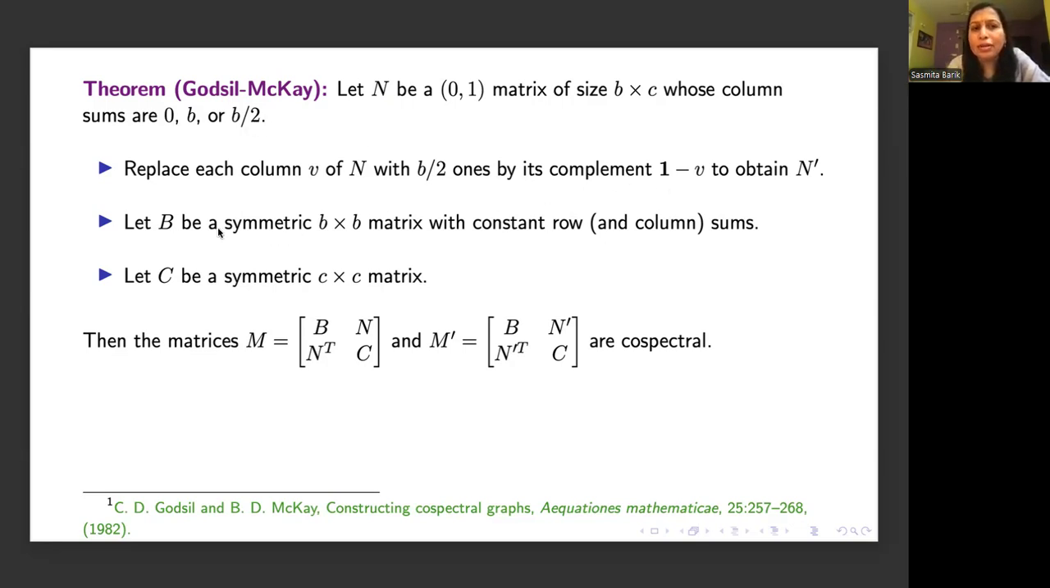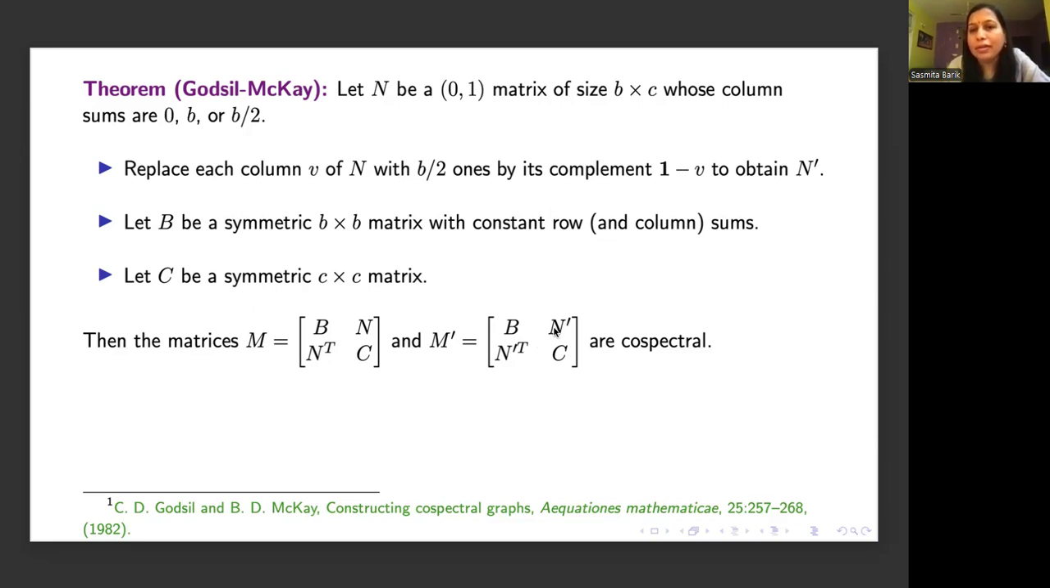And now choose any B that is a symmetric matrix with constant row and column sums. If that is symmetric and you choose constant row sum, it also has constant column sum. So that kind of B you have to choose. And then C can be any arbitrary symmetric matrix. Then you form two matrices. One is M, taking B, N, and N transpose, C. And that's again a symmetric matrix. And then M dash you form by taking N dash in place of N.